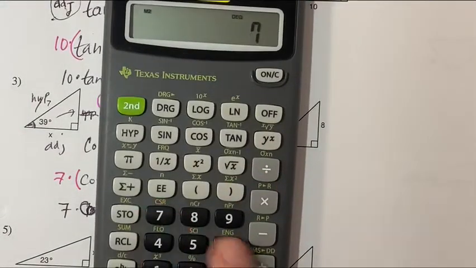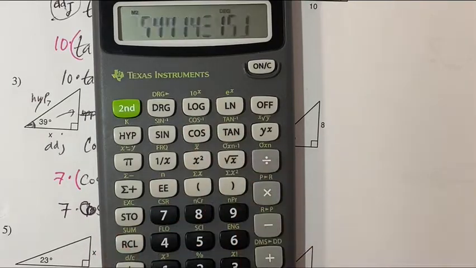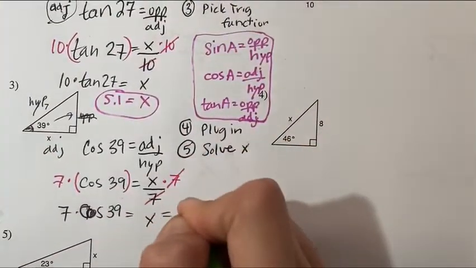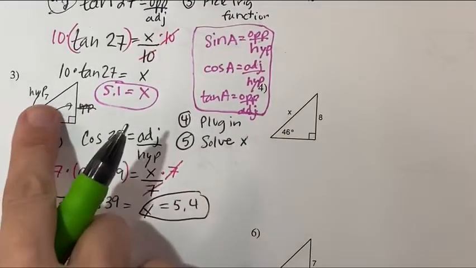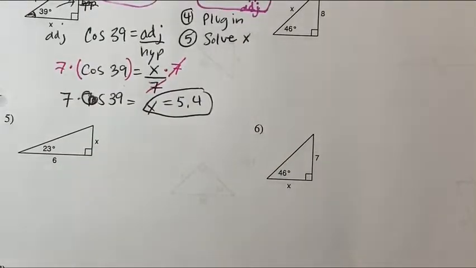So 7 times the cosine of 39. So 39 cosine, enter. And I get 5.4. All right, and that number is less than my hypotenuse, so that number makes sense. Let's go to the next one.